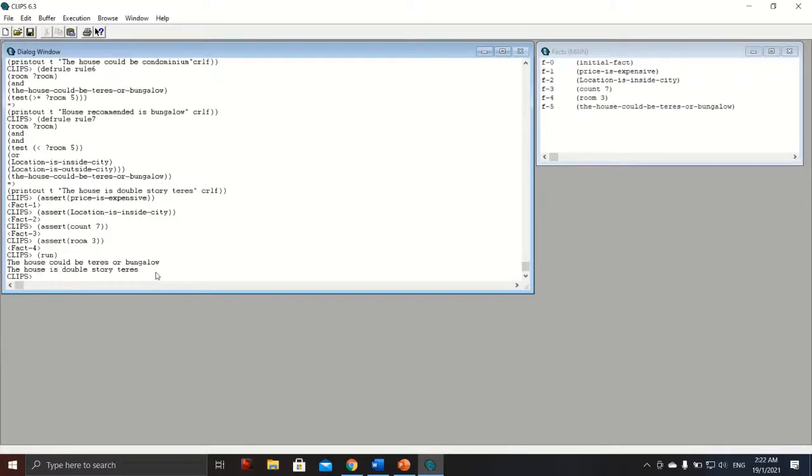Here it will first recommend terrace or bungalow, because until here we don't have the information about the number of rooms. After we have the information about the number of rooms, it will output that the house is a double story terrace. Thank you.